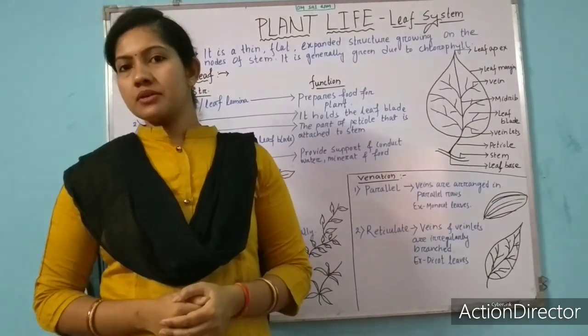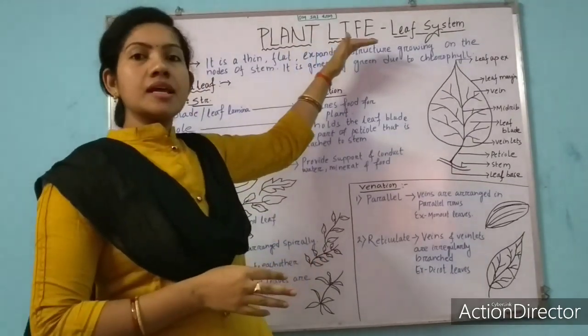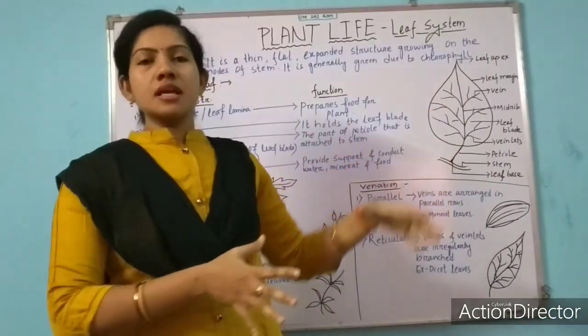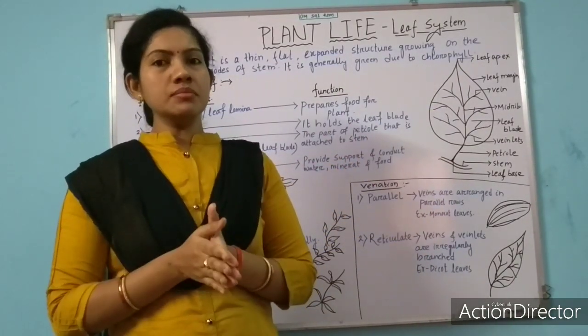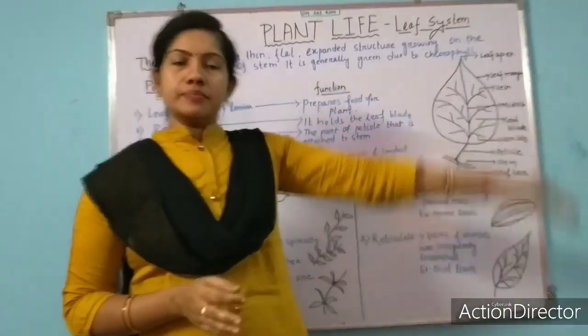Third class of biology, and we will continue with our chapter, that is plant life. In our last class we discussed the shoot system. Today we will discuss the leaf system in plants.